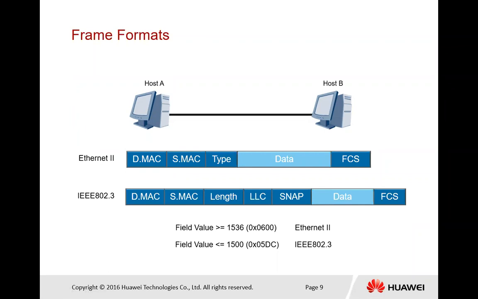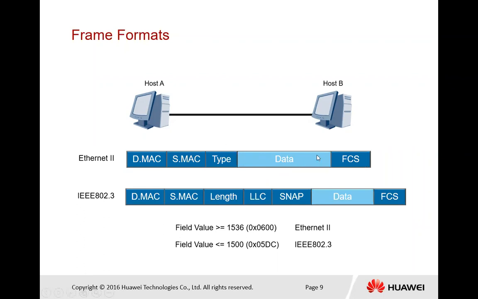Source MAC address. And next is the type field. When you de-encapsulate on the other end, you read the headers one by one. The type field indicates what the next header layer will be, or we can say the next protocol. The next field is the data field. Data means your data is in this field.